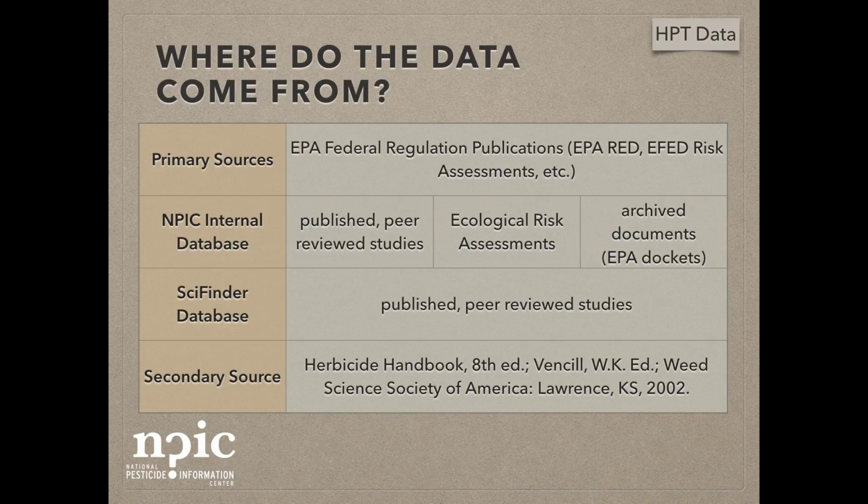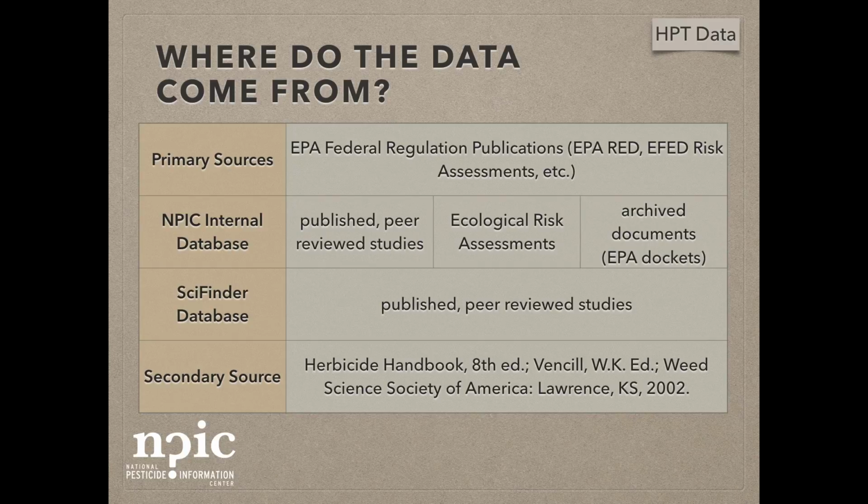And this table is showing the different resources that we were using when we were looking for this data. So we would start out by searching primary resources. That might be things like EPA federal regulation publications like the RED or EFED risk assessments. If we couldn't find it in those resources, then we might move on to our internal database where we house different types of resources, things like published peer-reviewed studies, ecological risk assessments, and then archive documents, things that may not necessarily be accessible any longer, things like EPA dockets.